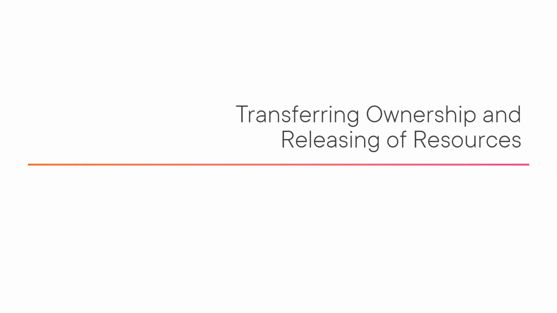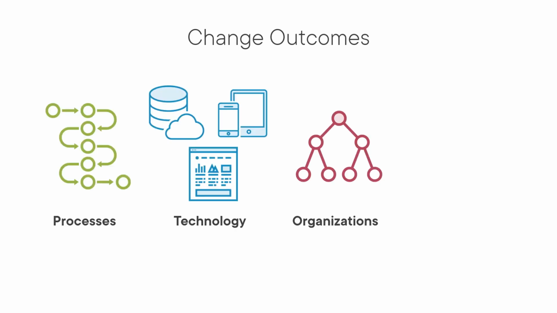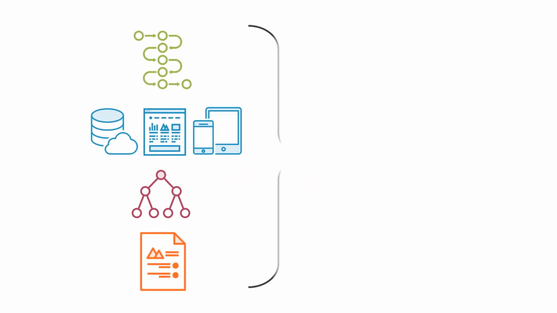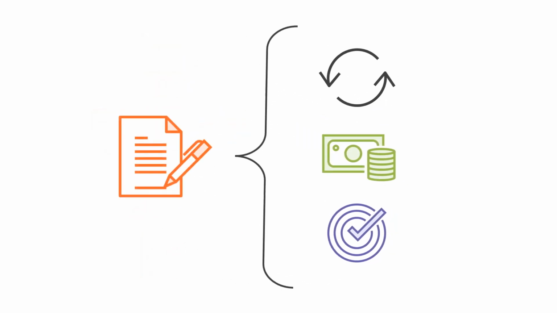Transferring ownership and releasing resources are two of the 4 closure conditions that need to be met to gain approval for completion. The ownership of all change outcomes, including processes, technology, organizations, and other outcomes, must be transferred from change resources to stakeholder operational resources. This means the responsibility of keeping things running, up to date, and accurate falls on a person or group who is not part of implementing the change. And all of this should be evidenced by a written agreement of both parties.